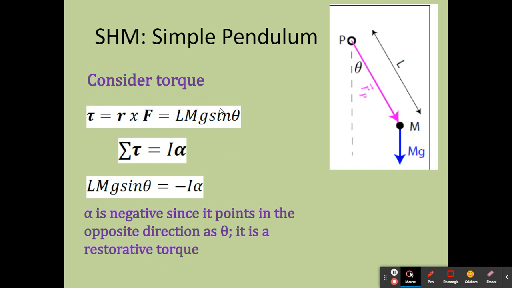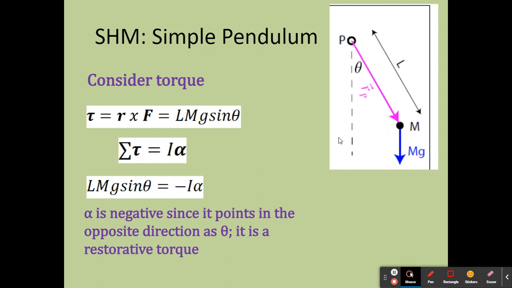So I've got my torque, which is L m g sine theta, is equal to a negative I alpha. And you might be wondering, okay, where did that negative come from? Well, it's because it's a restorative force. When I pull this to the right, my force pulls to the left.